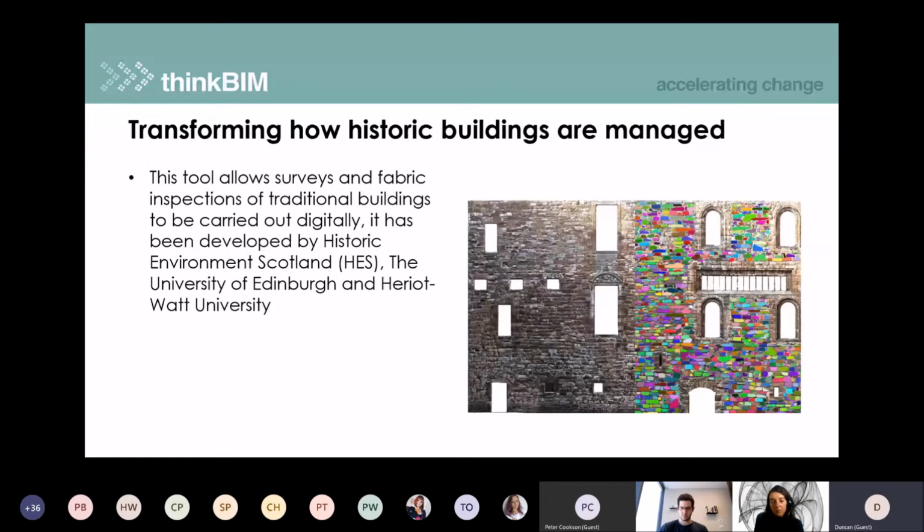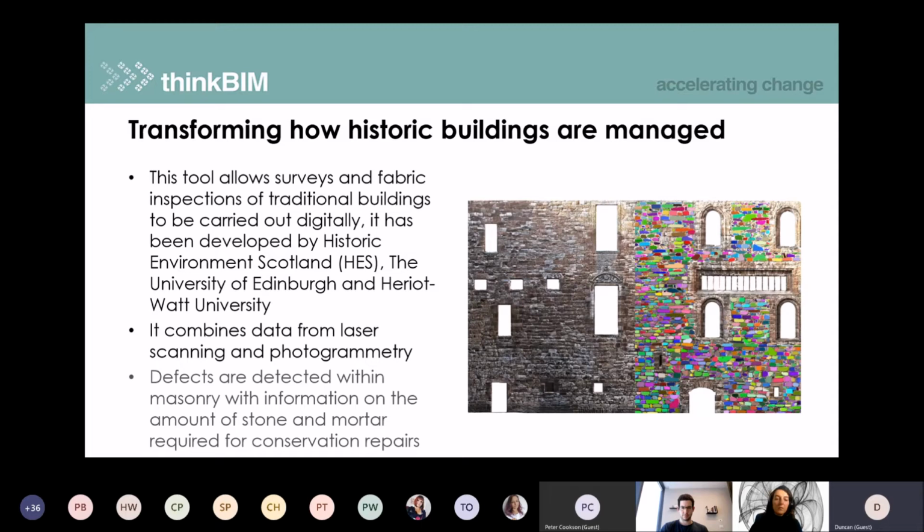Staying in Scotland, a project from Historic Environment Scotland, the University of Edinburgh and Heriot-Watt University, using a combination of laser scanning and photogrammetry to understand and assess historic buildings. And from this, they've been able to detect defects in masonry and understand and quantify the stone and mortar required for conservation repairs.